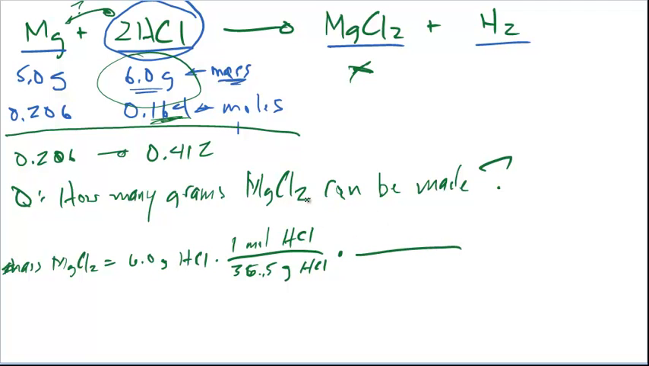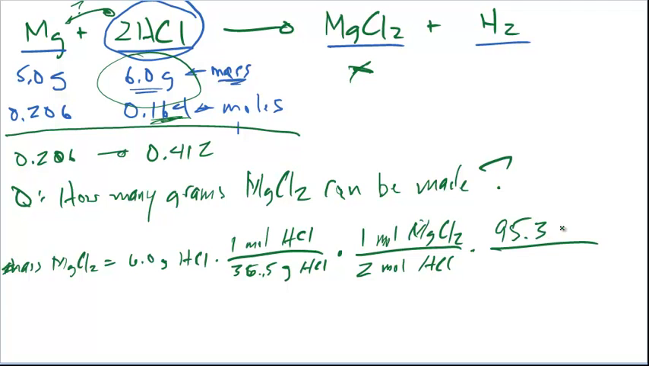Then we have to make use of the mole ratio between the magnesium chloride and the HCl. So we have 1 mole of magnesium chloride over 2 moles of HCl, and then finally we have to multiply by the molar mass of magnesium chloride, 95.3 grams over 1 mole magnesium chloride.